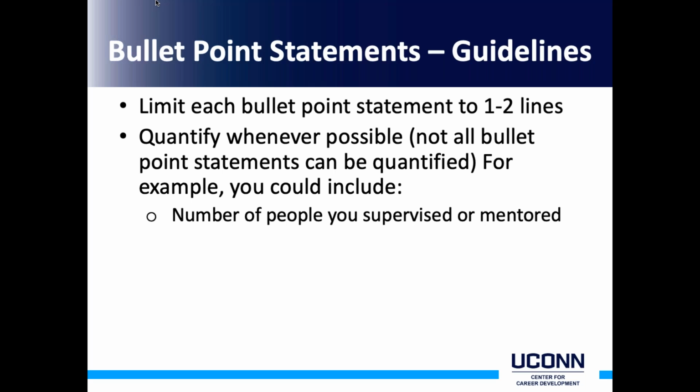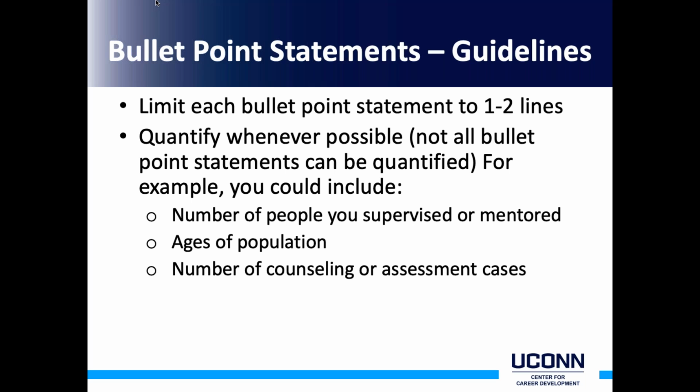So you could also say that you had 100 patients, that you had 30 students in your class. Those are things that will show a little bit more information about what you actually did in these experiences. The ages of the population can be important, especially if you're working with younger people or older people. So ages 3 to 5, age 60 to 80, things like that, can really show the age range that you're working with, especially if you're specializing in any specific age.